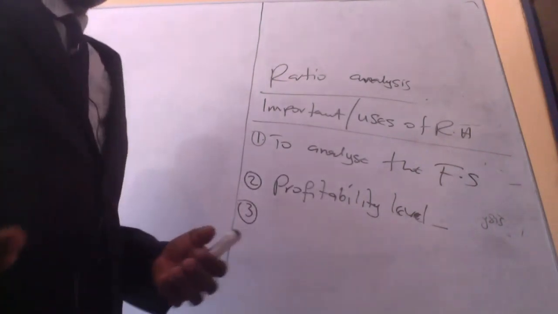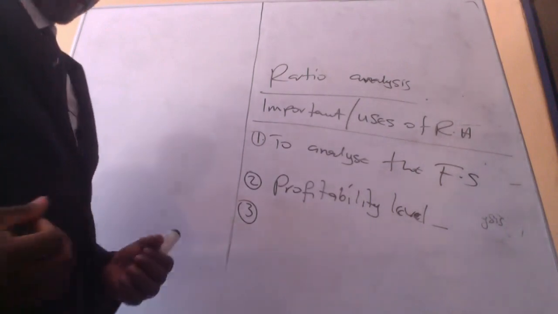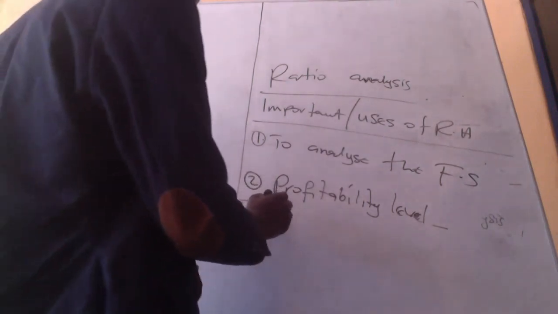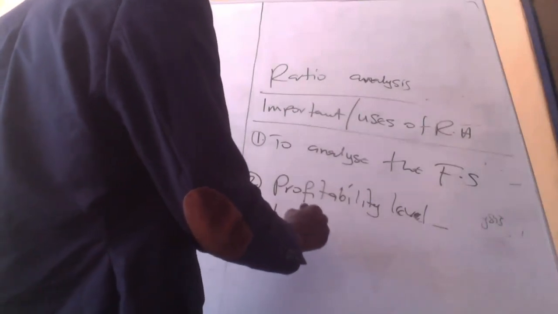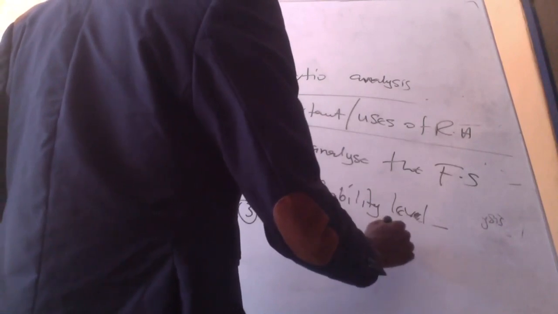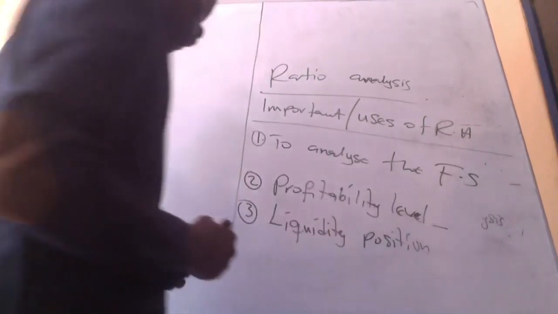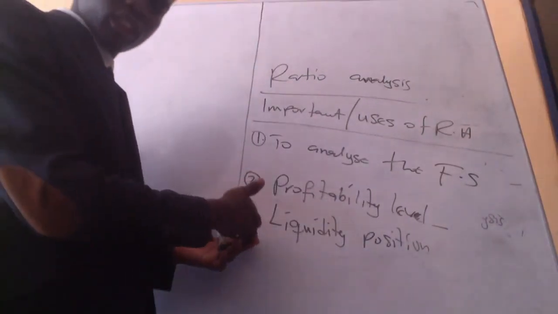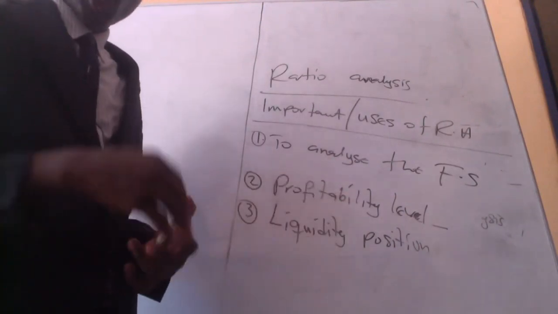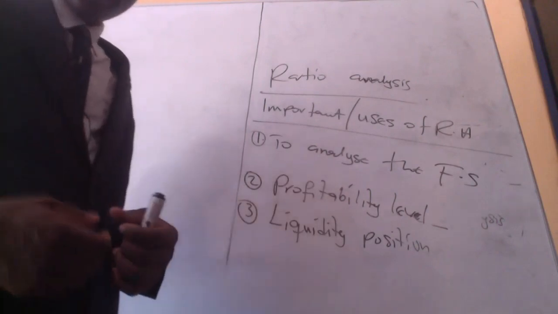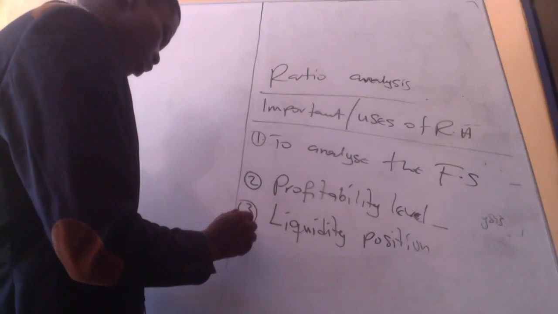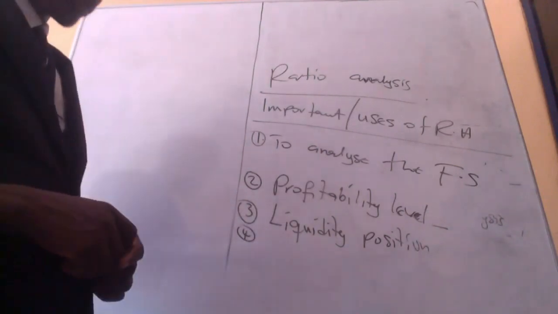It also helps us to know the liquidity position of the organization. I hope you know the ratios that we use to analyze the liquidity position. They are, one, current ratio, the quick ratio, and then the cash ratio. Good. I'll go to my fourth point.